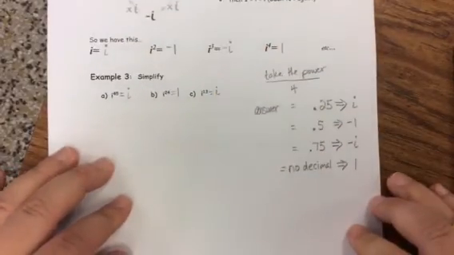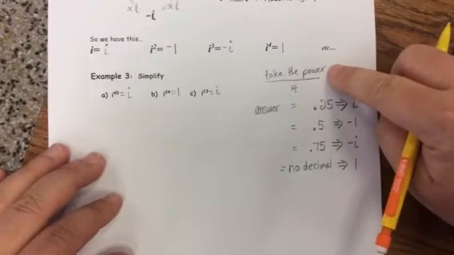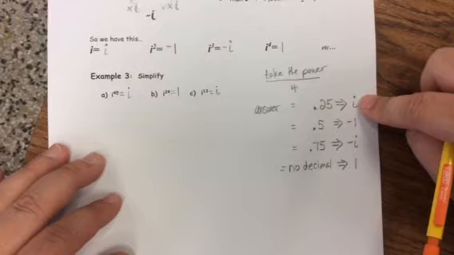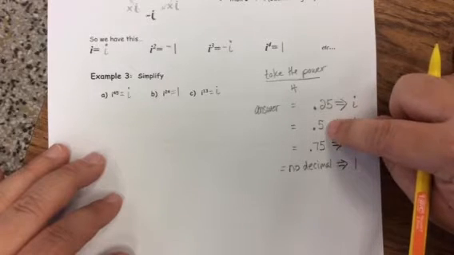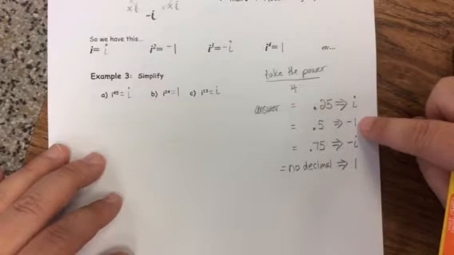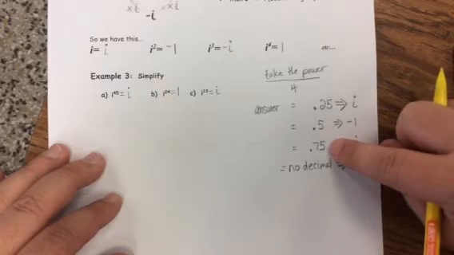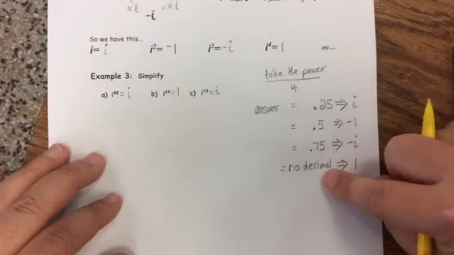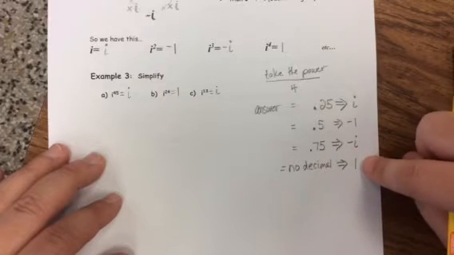And this works every time. All you have to do is take the power, divide it by 4. If your answer has 0.25 in it, your answer is i. If the calculator answer has 0.5 in it, the answer to the problem is -1. If the calculator answer has 0.75 in it, the answer is -i. And if the calculator answer doesn't have a decimal at all, your answer is 1.